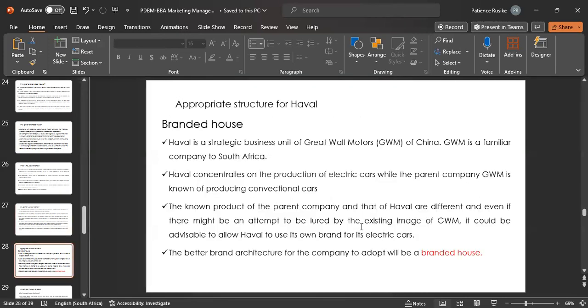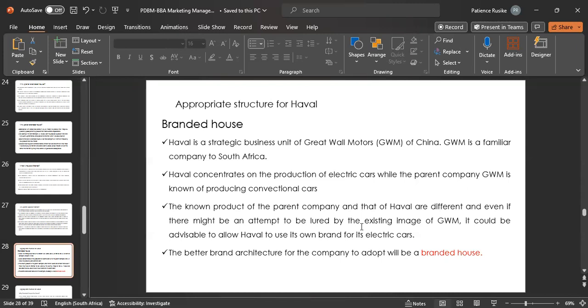So from my own opinion, from my own argument, I believe that a branded house is appropriate for Haval. Now, according to our discussion, when we are talking about a branded house, we are talking about one brand name for different or multiple products. For example, the brand name that we'll talk about is Haval.